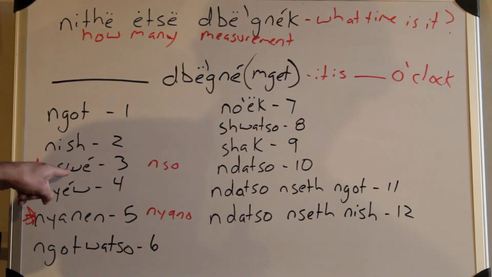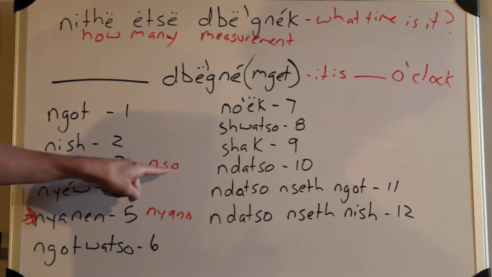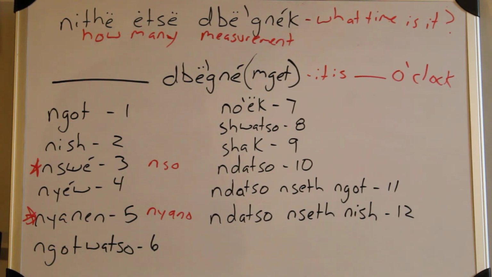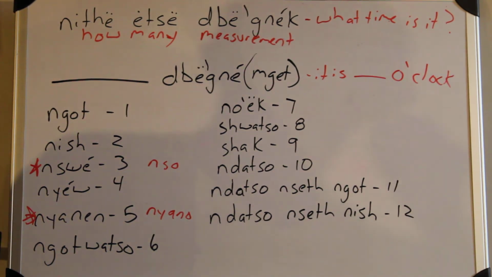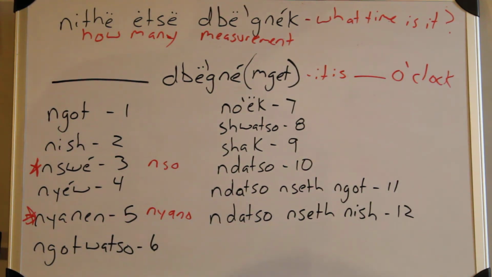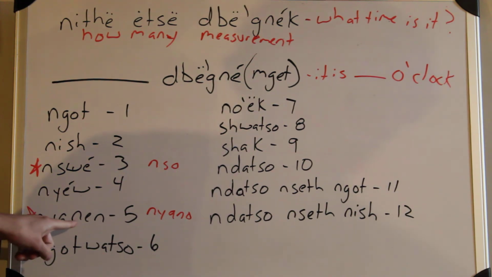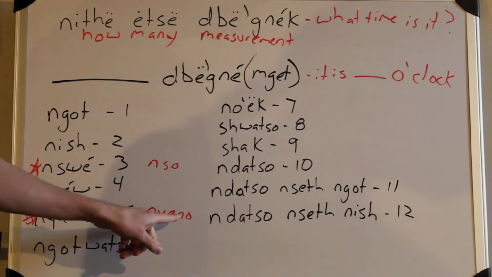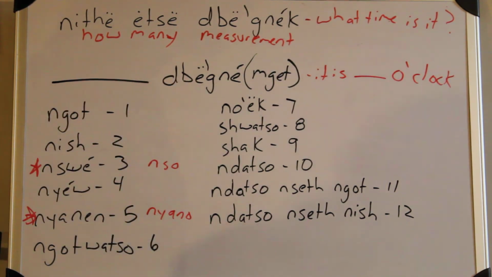Remember, Nswa is 3. Nso debuganak. It is 3 o'clock. Niao debuganak. It is 4 o'clock. Nyanin is 5. Nyanin changes to Nyano. Nyano debuganak. It is 5 o'clock.